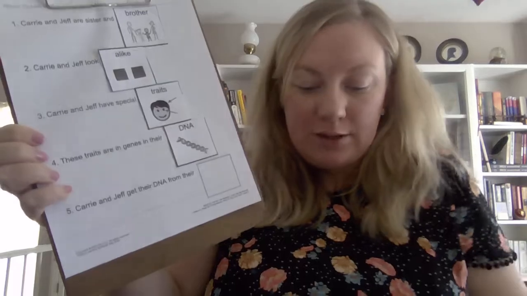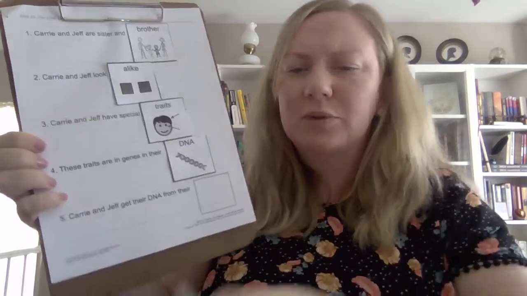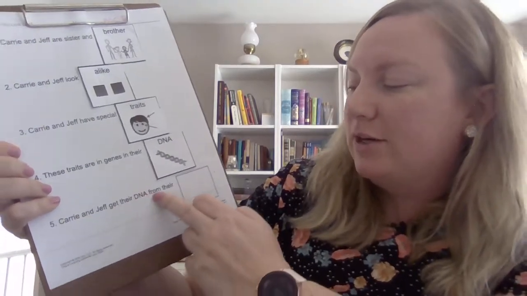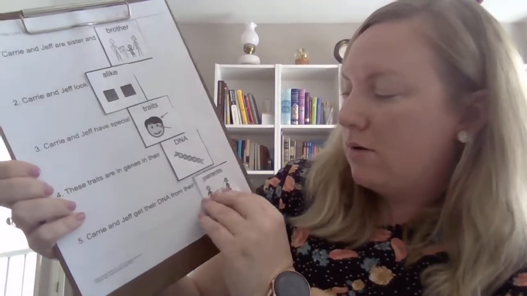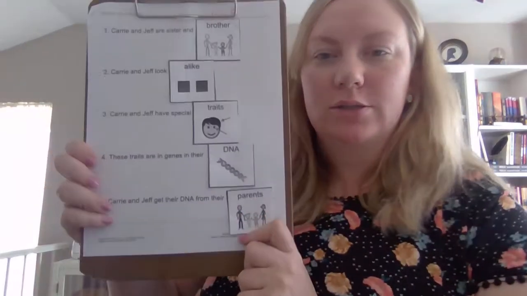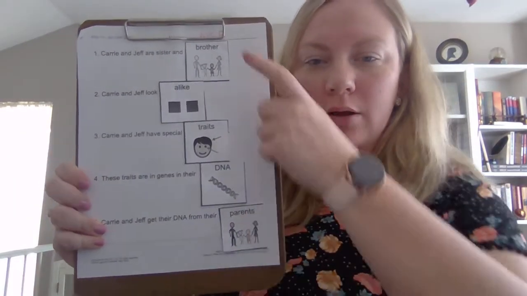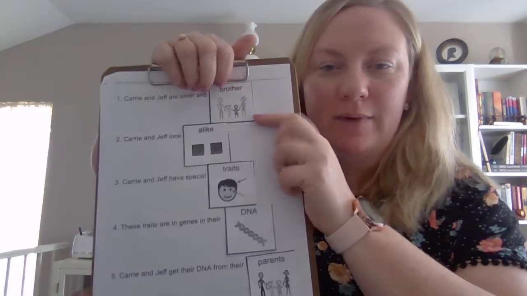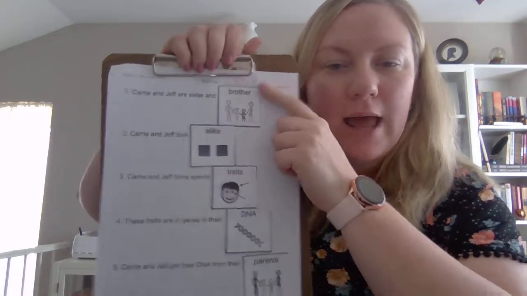Now, number 5, we only have one picture symbol left, but let's read it and make sure that it sounds right. Carrie and Jeff get their DNA from their parents? Yeah, that totally works. We get our DNA from our parents. Very good. Getting glue on number 5. So I think we did it. Let's double check our work. We have an answer for all 5 questions. I have my name on the top of the paper, and it looks complete.